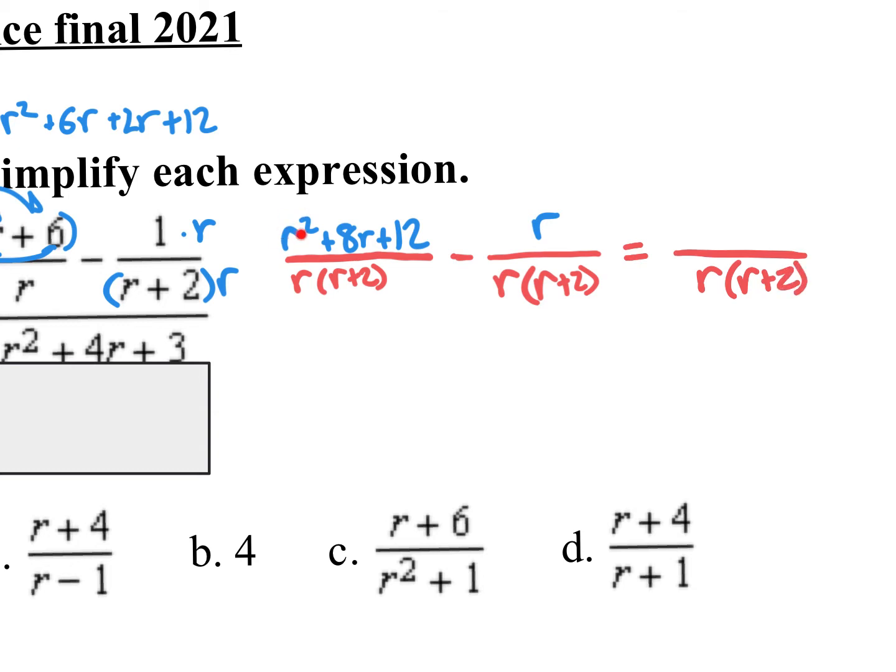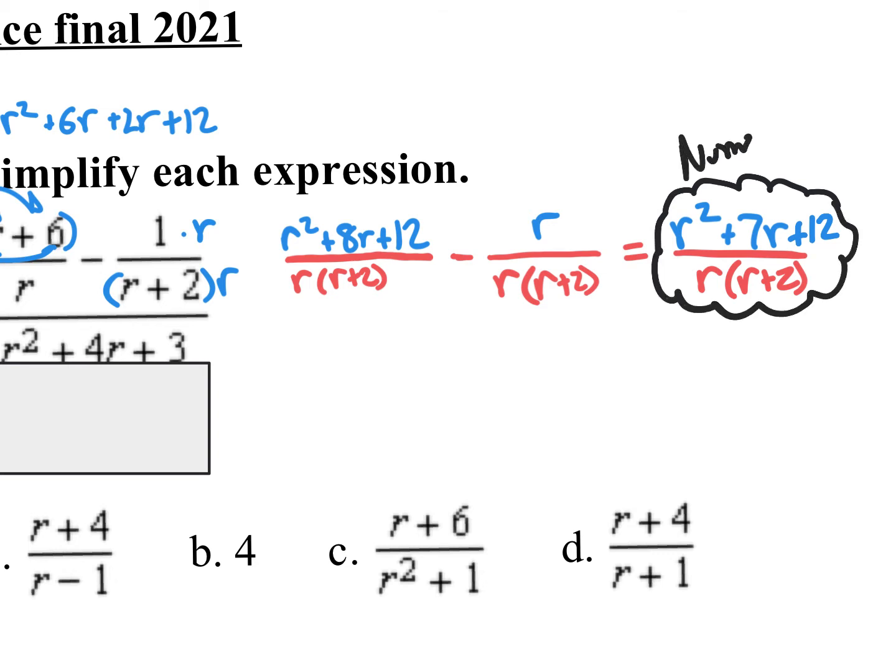So what do I have here? I have r squared. There is no other r squared, not even minus r, so just r squared just moves over. There it is, r squared. How about the 8r? 8r take away 1r is 7r. So I have plus 7r. And last but not least, the 12. There are no other numbers to combine it with, so you just bring over the 12. Plus 12. Ladies and gentlemen, that's what we have as the numerator, okay? The numerator, that is correct. Now, yes, we're going to be able to factor this later, but right now this is the numerator. Or you could just say top, whatever.